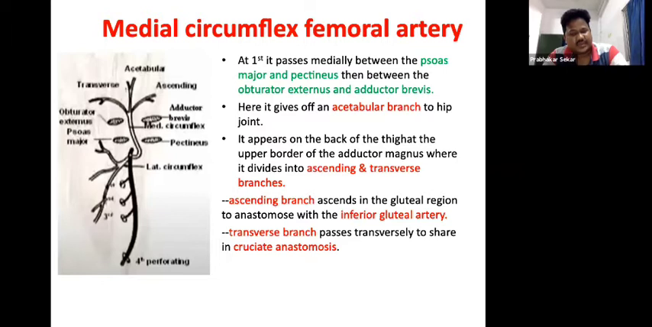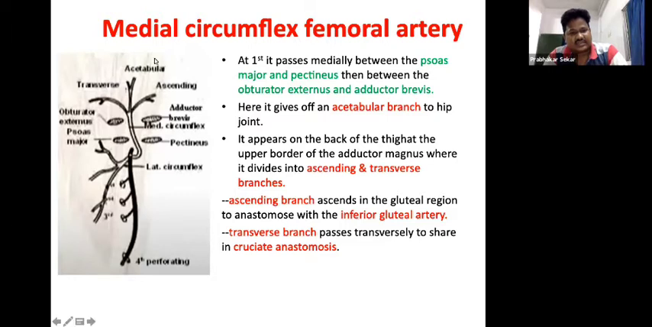Then the medial circumflex femoral artery is the main artery of the femoral head. It passes between the psoas major and the pectineus muscle, and then it passes between the adductor brevis and the obturator externus. Then it gives off three branches. First it gives off the constant acetabular branch. Then it winds on the back of the thigh. At the upper border of the adductor magnus, it divides into ascending and transverse branches.